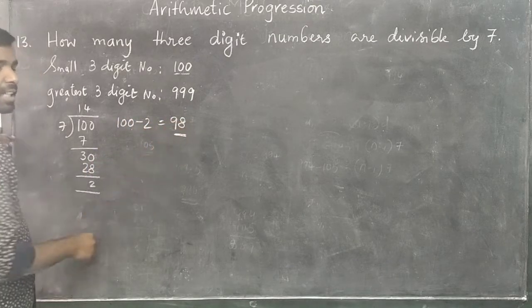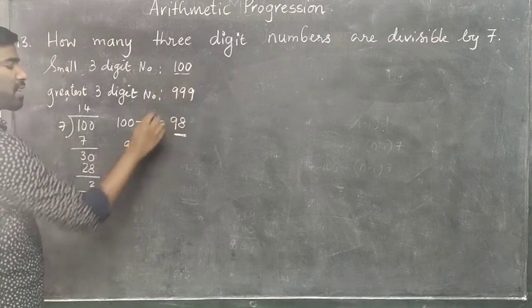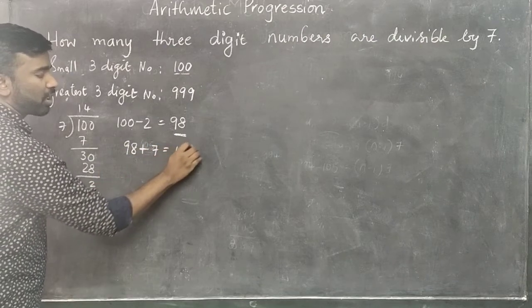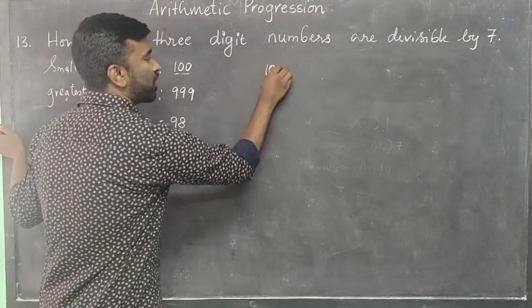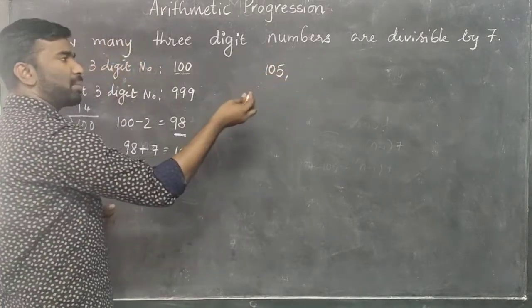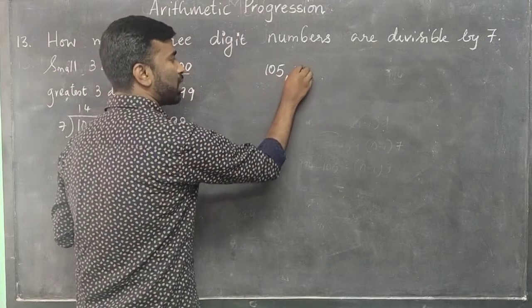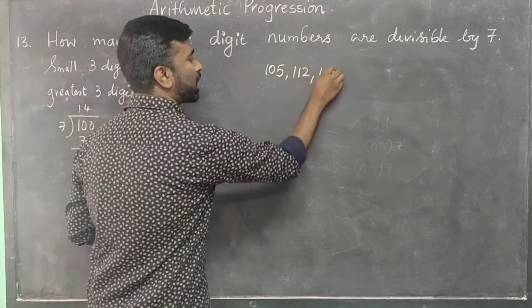Since 98 is a 2-digit number, add 7 to this number. What we get is 105. Therefore, the first number is 105. To get the next number, add plus 7. What we get is 112. Again, to get the next number, add 7, you get 119.